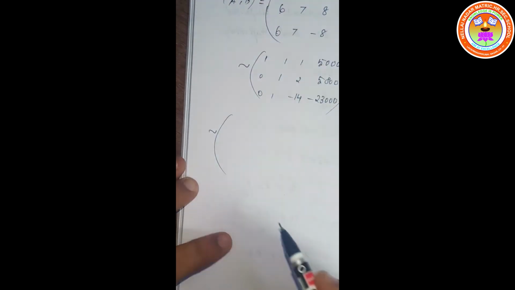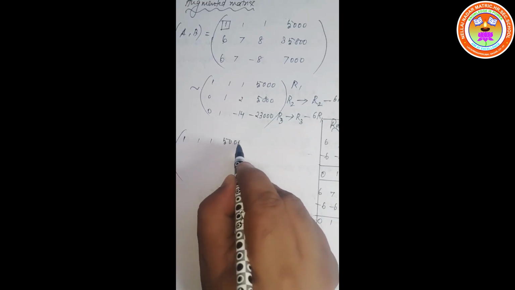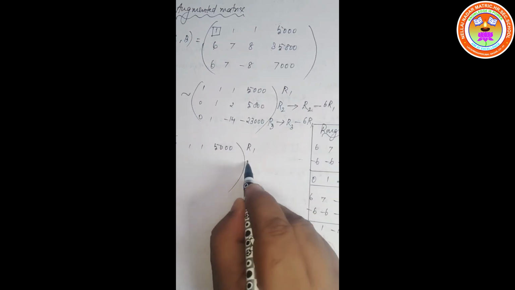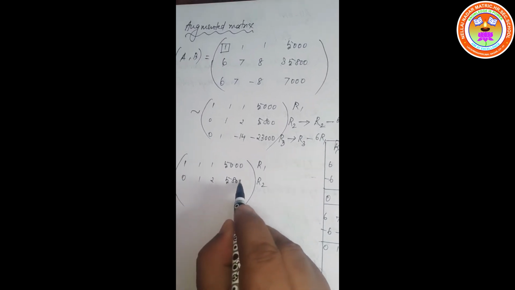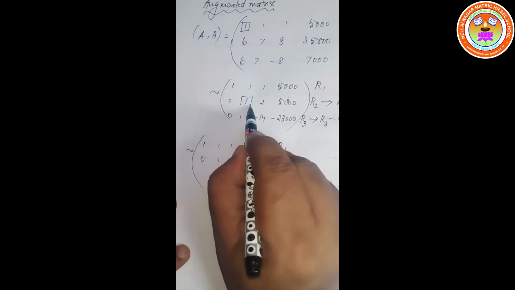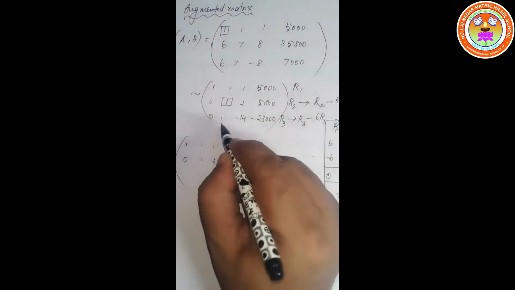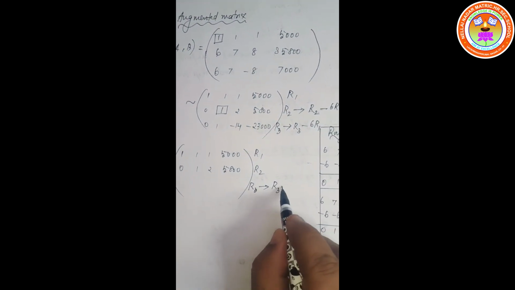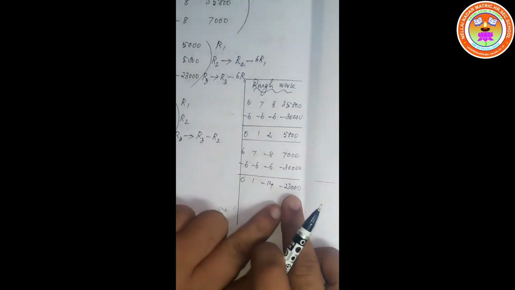Once again put the equivalent matrix. Write the first row as it is. R1 no change. Even R2 no change: 0, 1, 2, 5,800. This is the first non-zero element in the second row, under which there is only one number. It has to be changed to 0. Very easy. R3 here 1, there also 1. So directly we can subtract R3 minus R2. R3, that is here it is 0, 1, minus 14, minus 23,000, same.